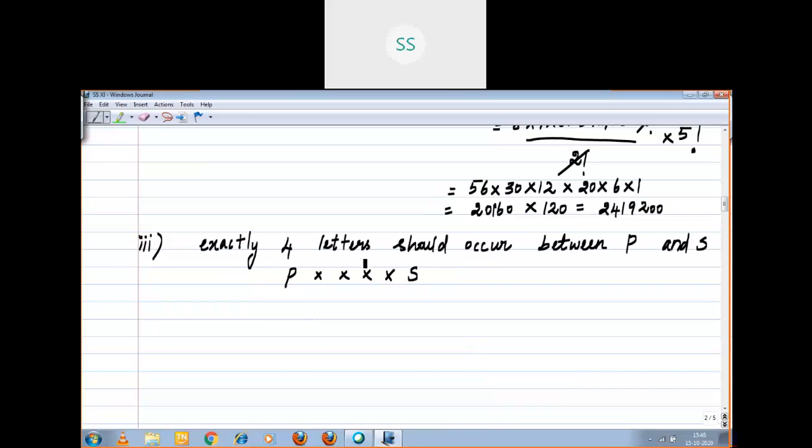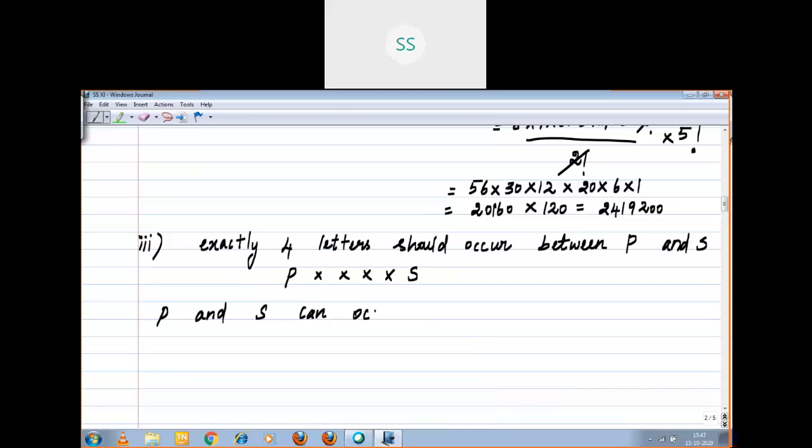So 1, 2, 3, 4, right? See here, P and S, first 6, in between 4 letters. Or P in the second position, S in the 7th position, because totally we had 12 positions, right? The word contains 12 letters, so 12 positions we had.